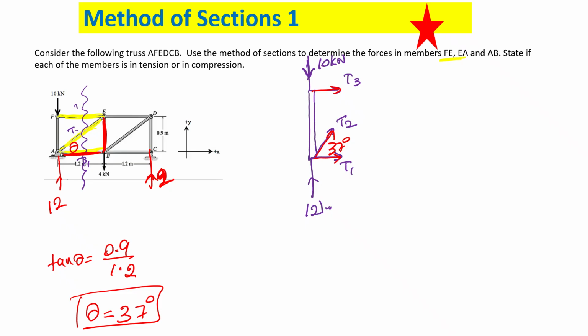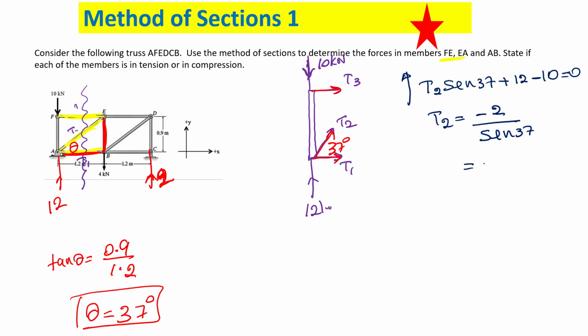Yes, finding T2 is the first thing that you can do. Why is that? You can do the moment as well, that doesn't matter. But if you do the forces in the y direction, what are the forces you have? T2 minus 10. Okay, so what is T2? Negative 2 divided by sine 37, right? Minus 36.5. Minus?